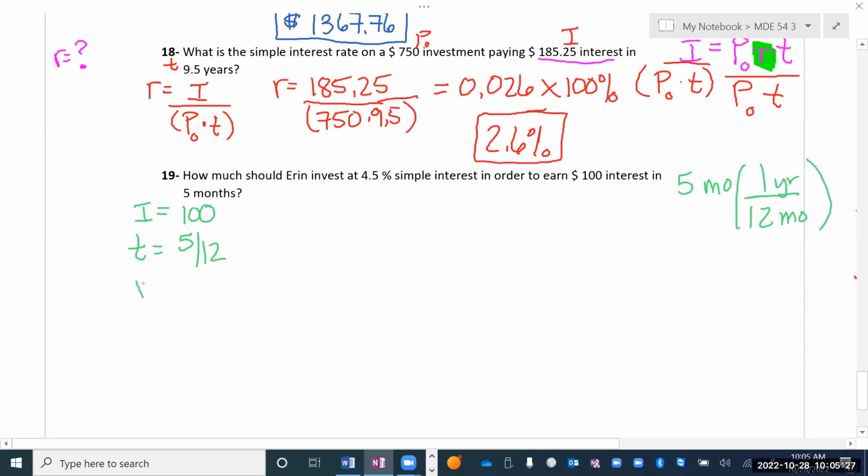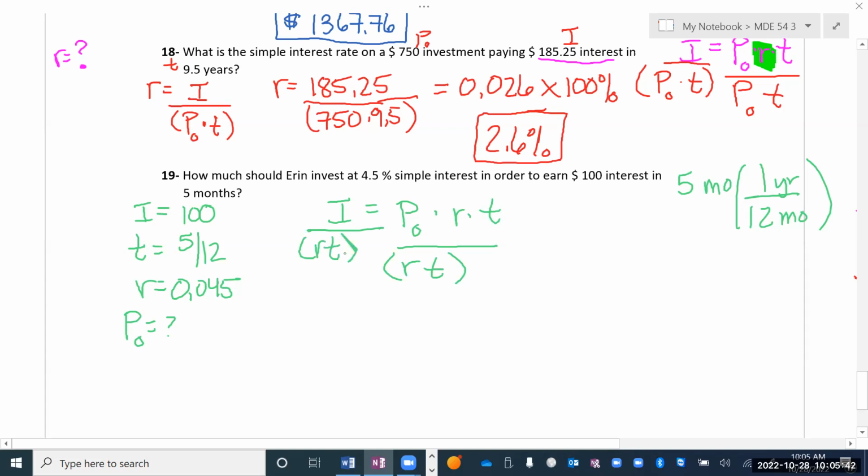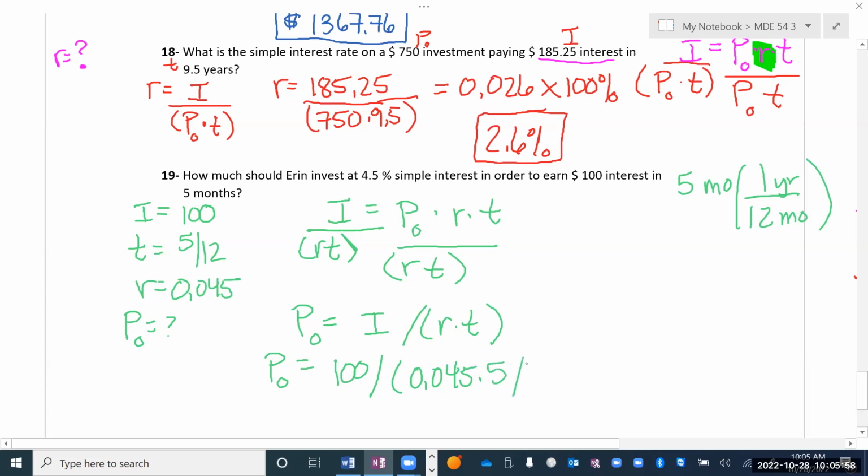And then I have my interest rate, and I need a P0. So I is equal to P0 R T. So I'm going to divide by the R T. Okay. So P0 is I divided by R times T in parentheses. So P0 is 100 divided by R. And then you can just literally type this the whole thing through. It doesn't matter because it's all multiplication and division.